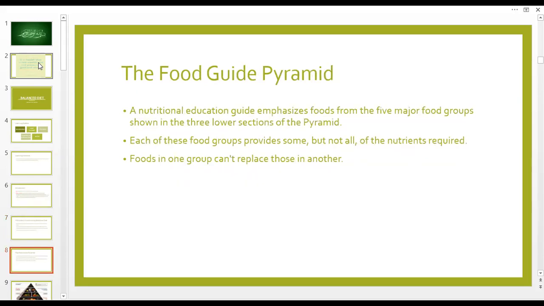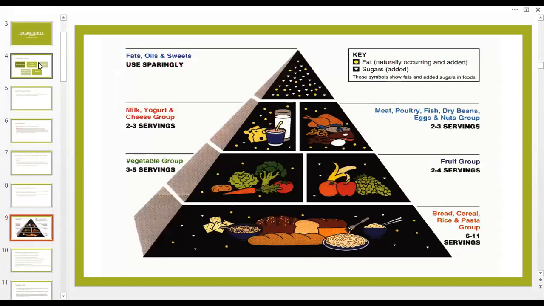Now, the food guide pyramid. We have all discussed the food pyramid before. It is a nutritional education diet which emphasizes food from five major food groups, which are shown in the next slide. Each of these groups provides some but not all of the nutrients required, and foods in one group cannot replace those in another. So this is a food pyramid.